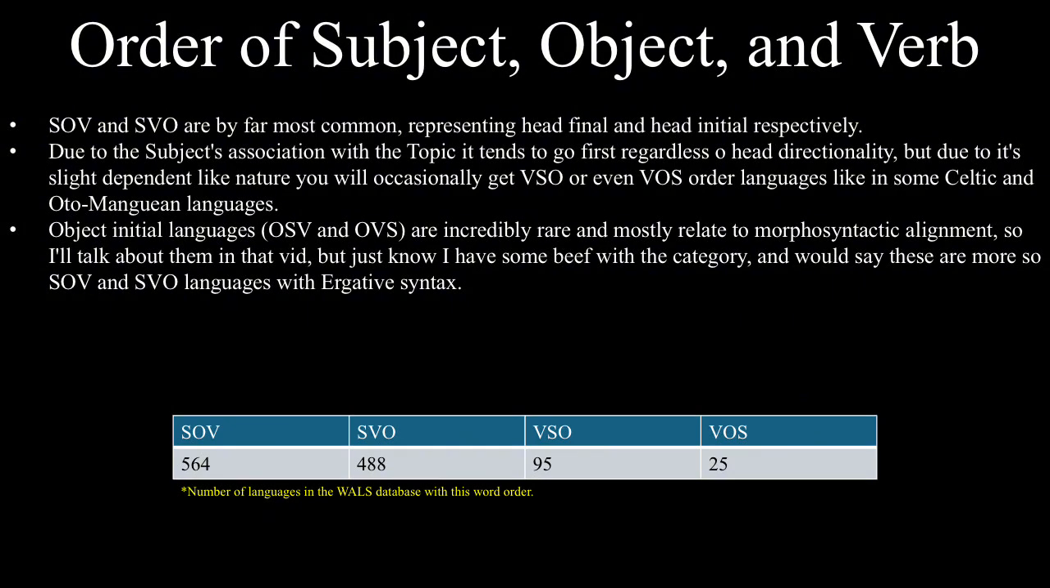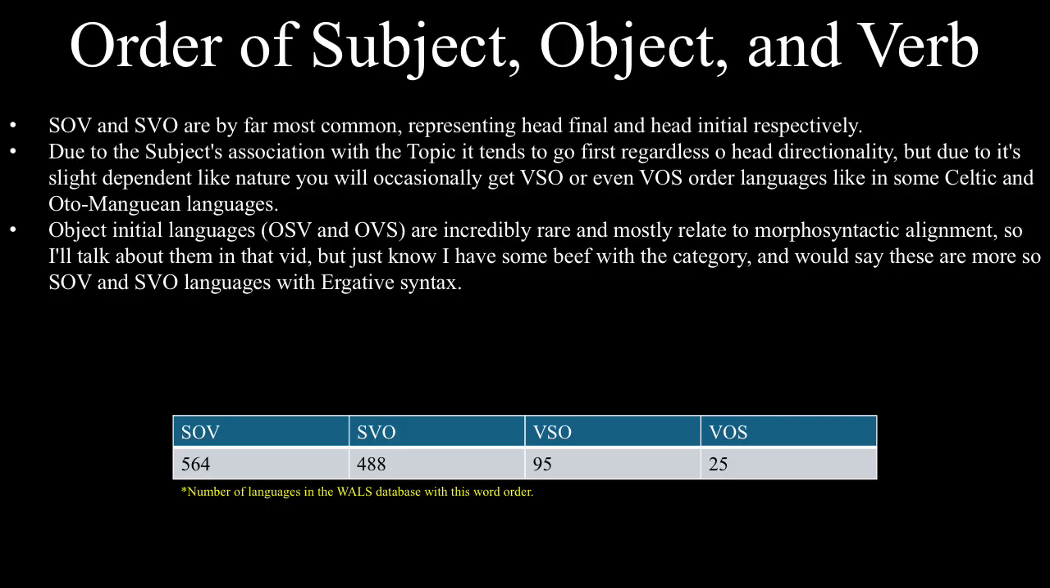This is because, as mentioned, the order of object and verb is strongly based on head directionality. And, as mentioned, the subject is often related to the topic, which very heavily trends towards going first. So most languages just have the subject first, and determine the rest by head directionality. However, the interesting parts come when you look at non-subject initial word orders. The object initial word orders are the rarest, and I won't talk about them much because they tend to relate more to morphosyntactic alignment. With it being a common opinion that many of these languages are mislabeled as object initial, when really they just have patient-based subject, or patient initial syntax.